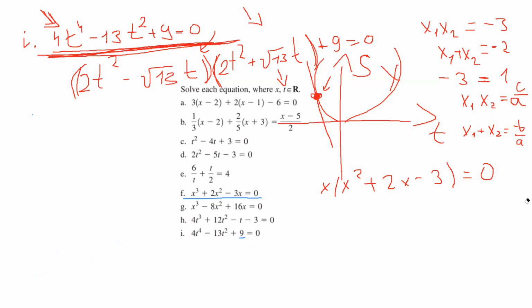The factors of 9 would be 1, -1, -3, 3 and 9, all plus and minus. It's kind of just guess and check in the beginning. And what I found was 1. If you go on your calculator and plug in 1 to the power of 4 times 4, subtracted by 13 times 1 squared, plus 9, that equals 0.